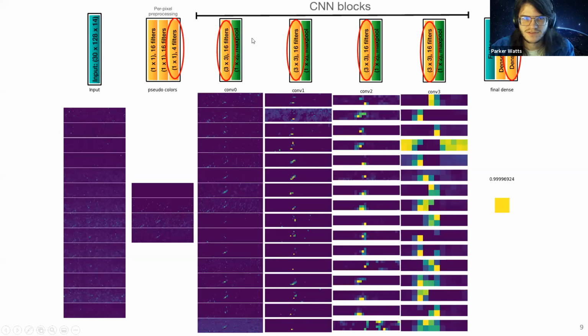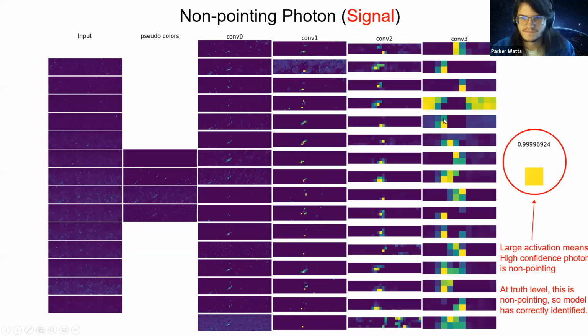And then it goes through the convolutional neural networks. And these are good at picking out features of an image. So you can see that it's starting to recognize this signature of the non-pointing photon. And then it goes through the CNNs into the final classifier where you get a number from 0 to 1. And so the model is very confident that this is a non-pointing photon, and indeed it was a non-pointing photon. So large activation in the last layer means high confidence photons non-pointing.